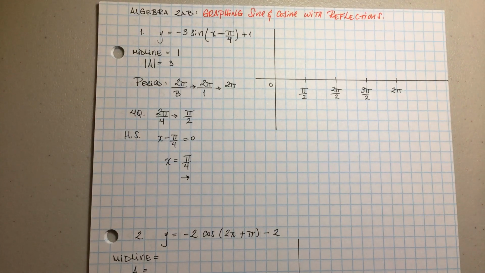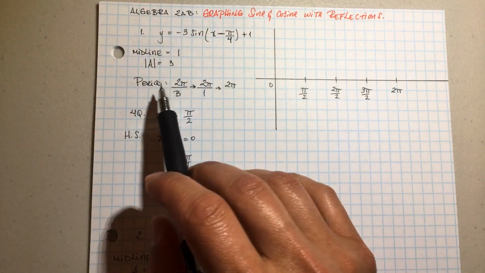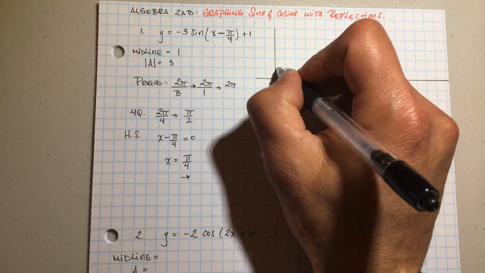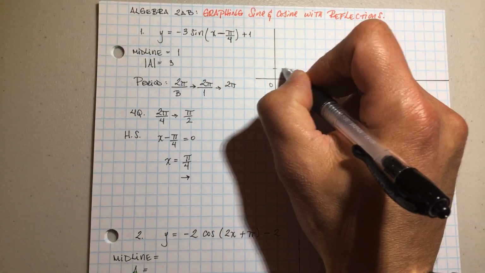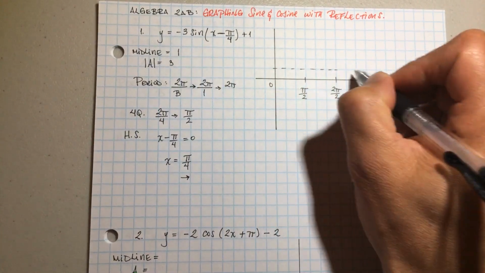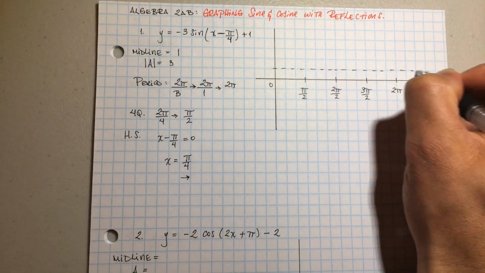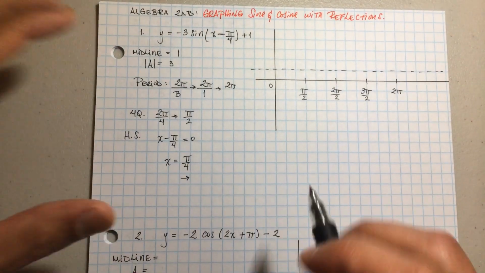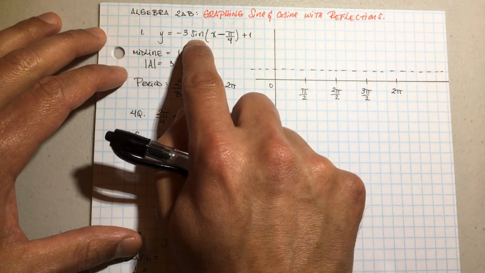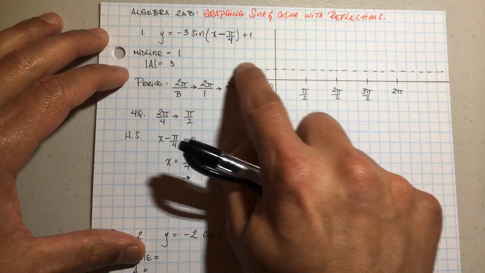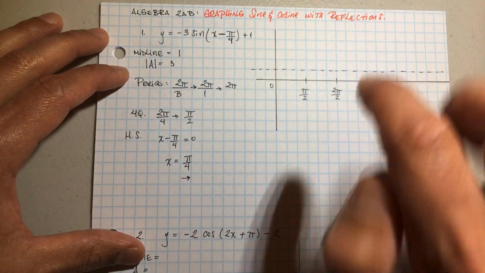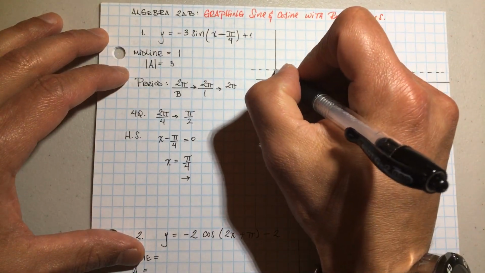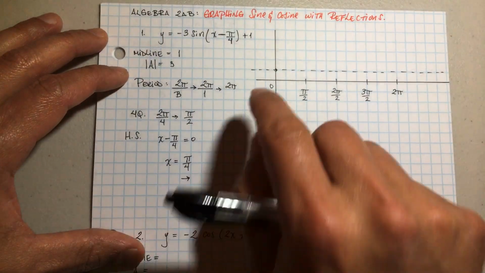First thing we've got to do is start off our midline. What's our midline? 1 right here. Here's 1. So go ahead and create your new midline right here. And then after that, we can start graphing. Where are we going to start? Remember, this is sine. Sine starts on the midline. So here's my new midline, and right here, there's our first point.